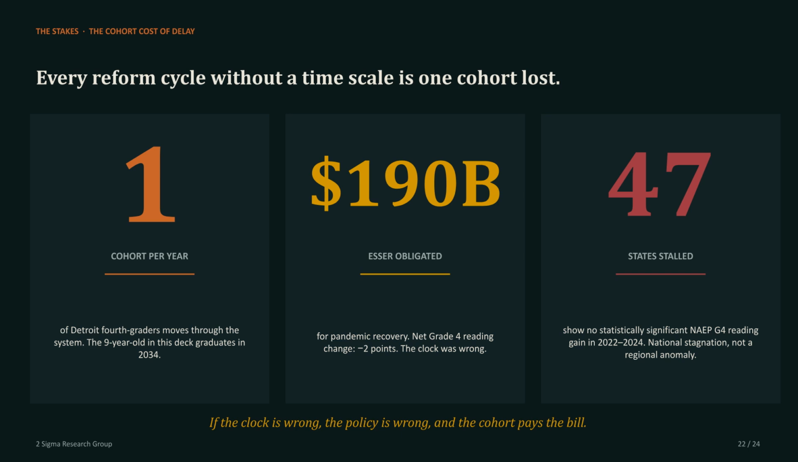The stakes are high. Every reform cycle without a timescale costs a cohort. One cohort moves through the system per year. The $190 billion in ESSER funds yielded little change because the clock was wrong, leaving 47 states stalled.